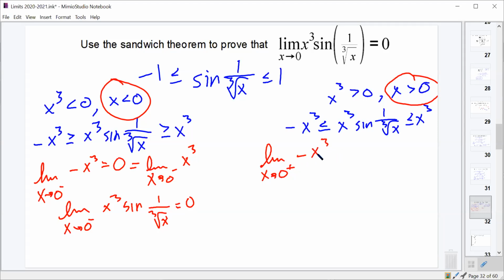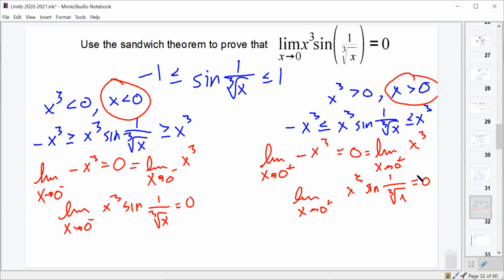So the limit as x approaches 0 from the right of negative x cubed is 0, which is the same as the limit as x approaches 0 from the right of positive x cubed. And that'll tell us that the limit as x approaches 0 from the right of our function that we're interested in is also 0. And because the one-sided limits from the left and from the right are both the same, that means that the two-sided limit must exist and it must be the same as well.